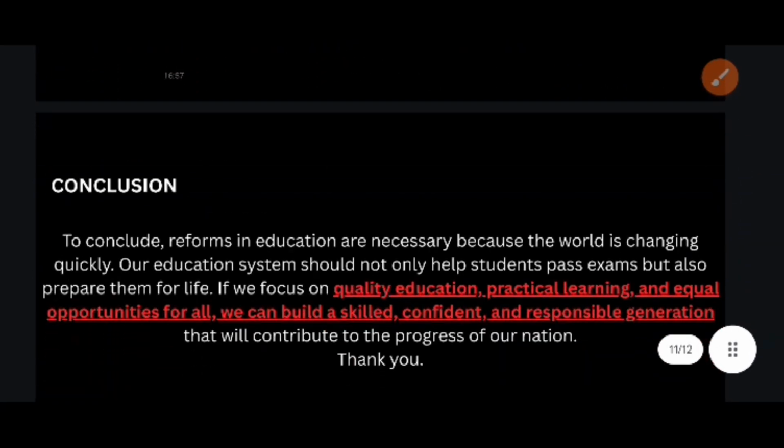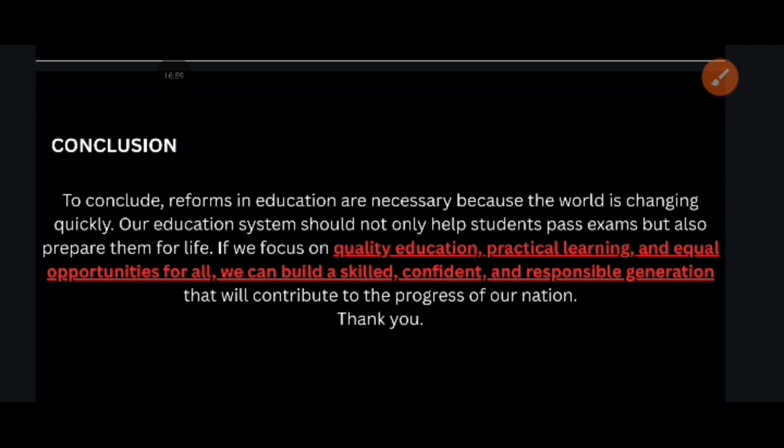So I would say, to conclude, reforms in education are necessary because the world is changing quickly. Our education system should not only help students pass exams but also prepare them for life. If we focus on quality education, practical learning, and equal opportunities for all, we can build a skilled, confident, and responsible generation that will contribute to the progress of our nation. Right? So this is how we will conclude our lecture by saying thank you.